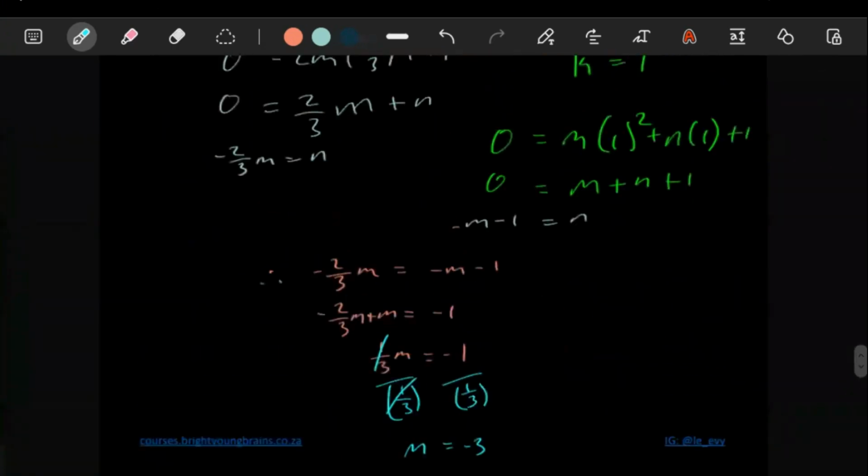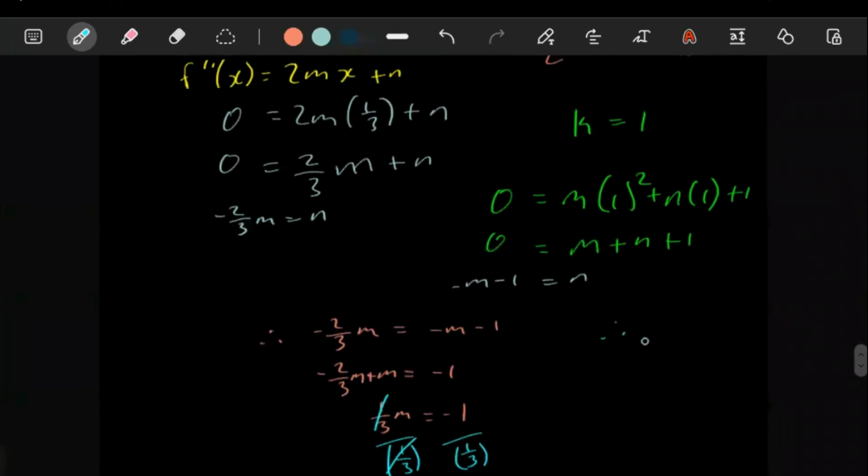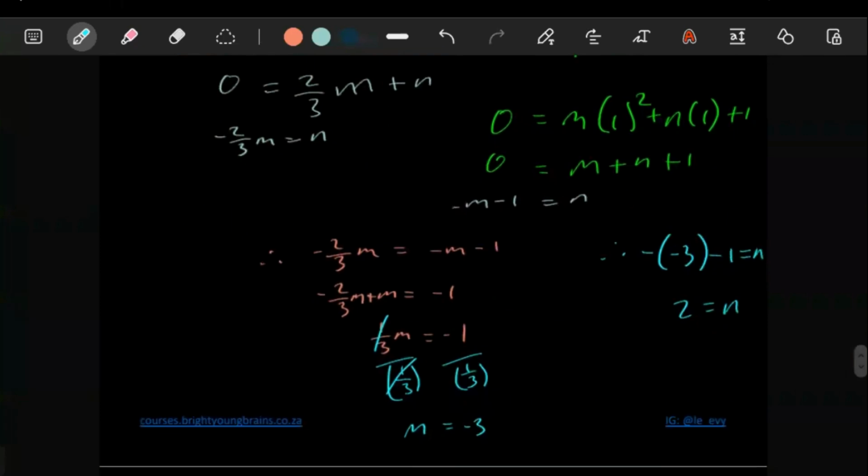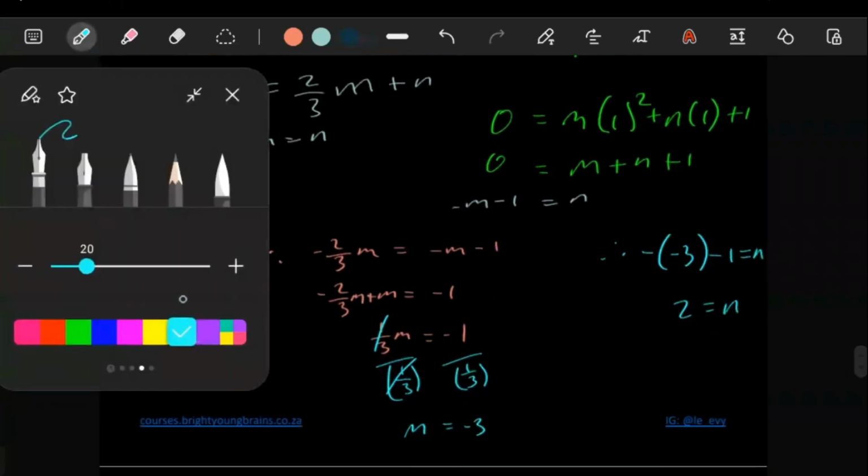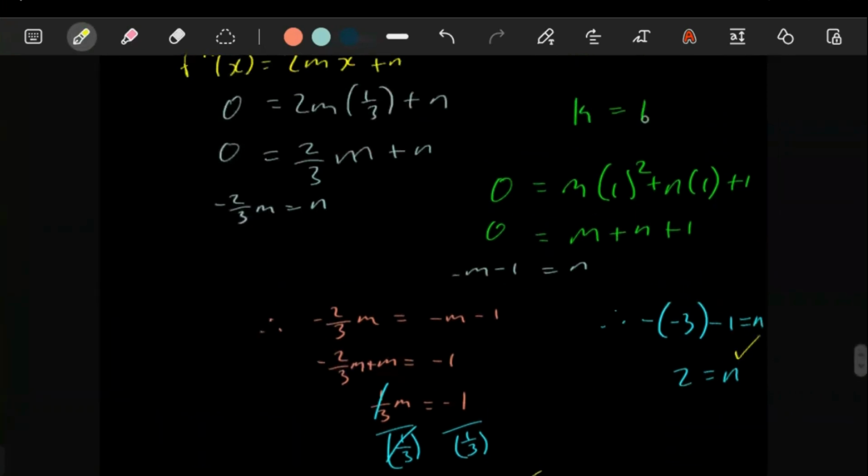So n, we can then say here, therefore, negative 3. So minus negative 3, right? Minus negative 3 minus 1 equal to n. This is like positive 3 minus 1, that's a 2. So n is a 2. So we have m, we have n, and we have k.